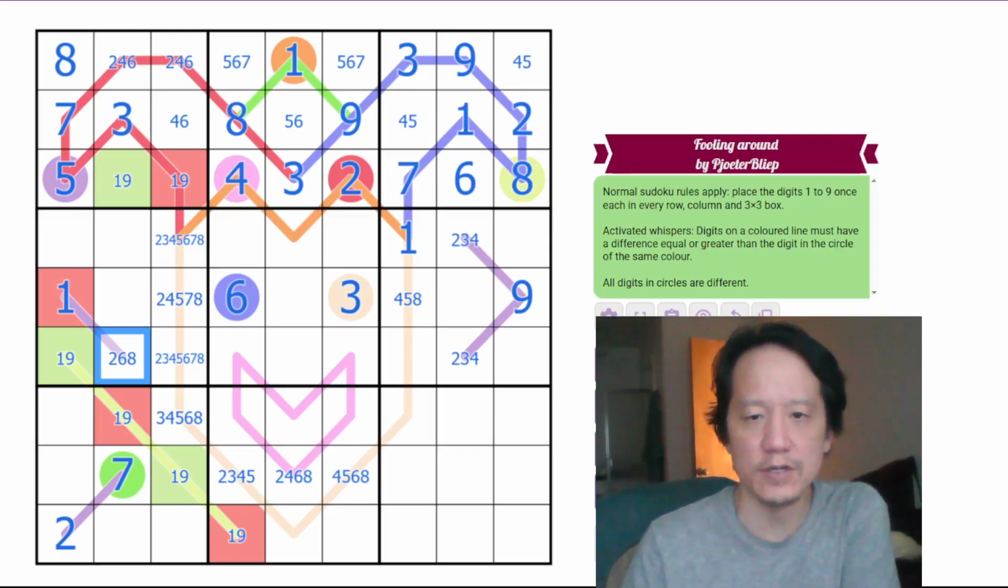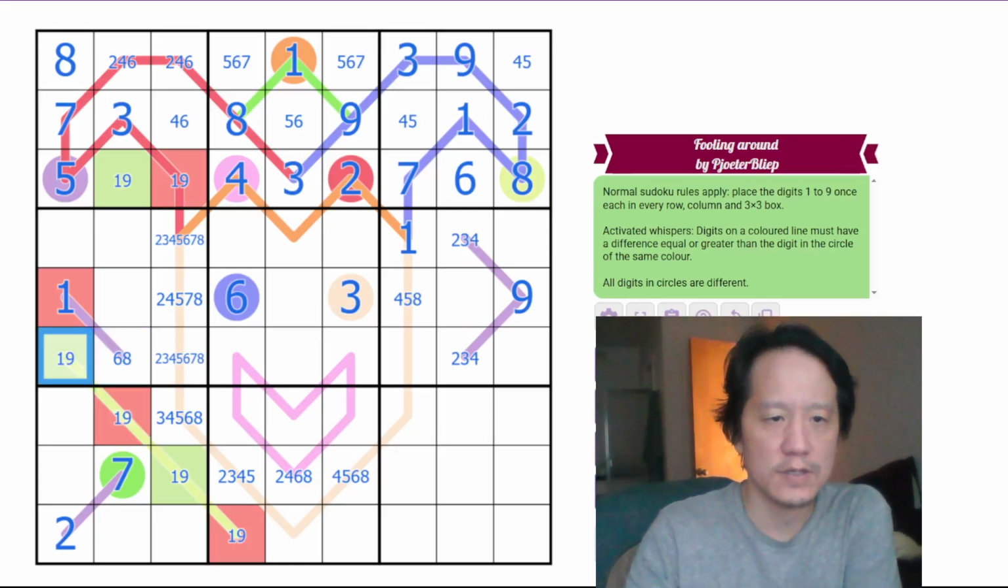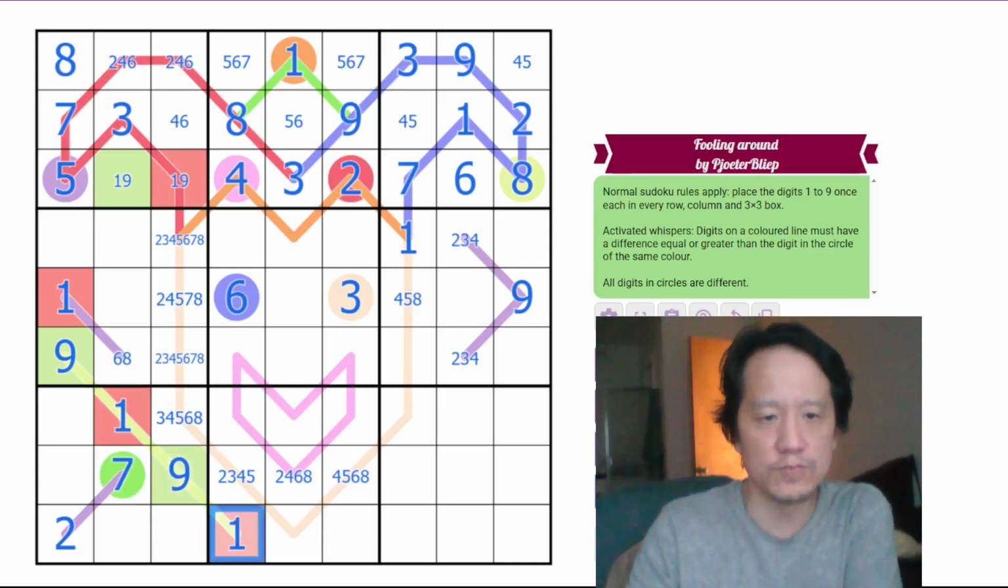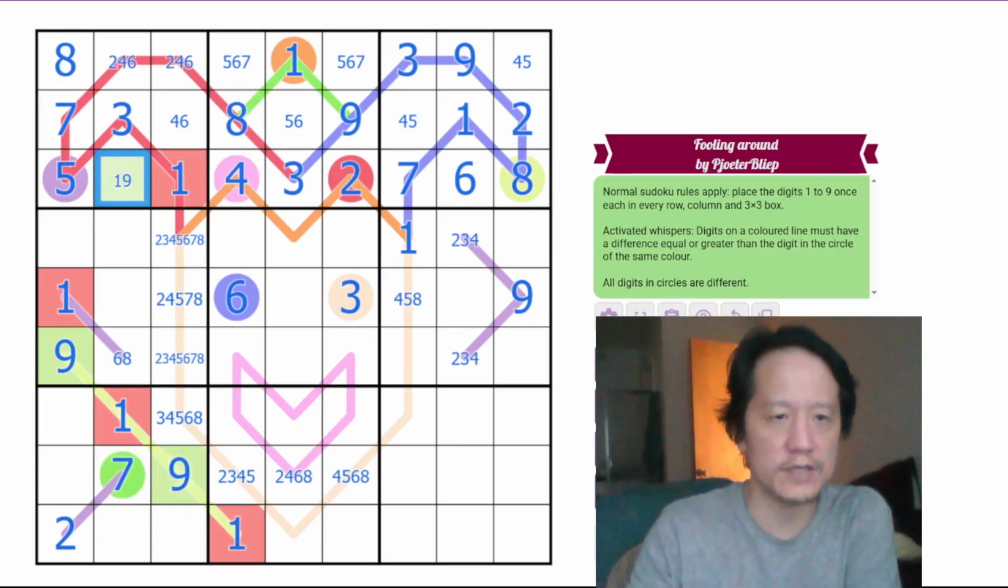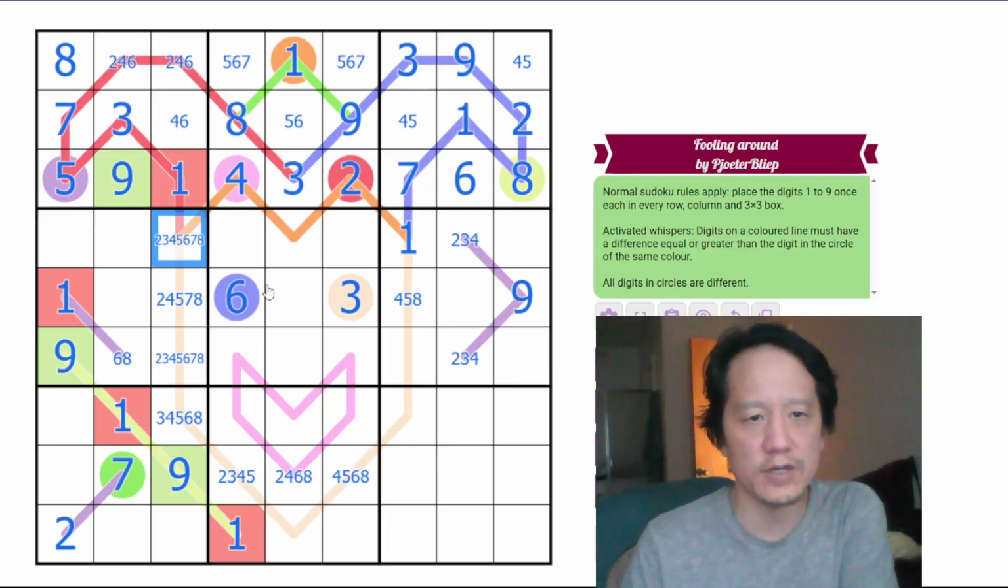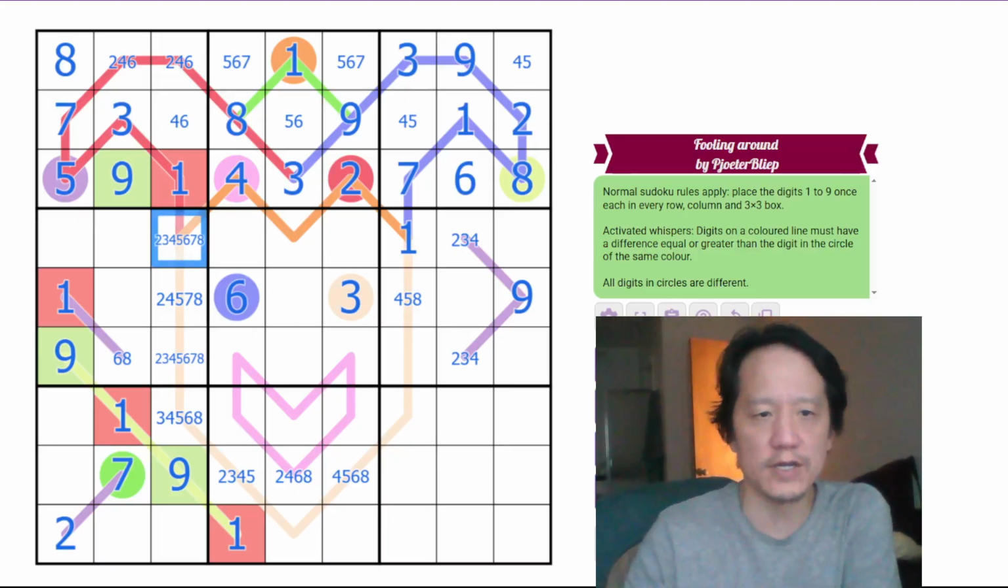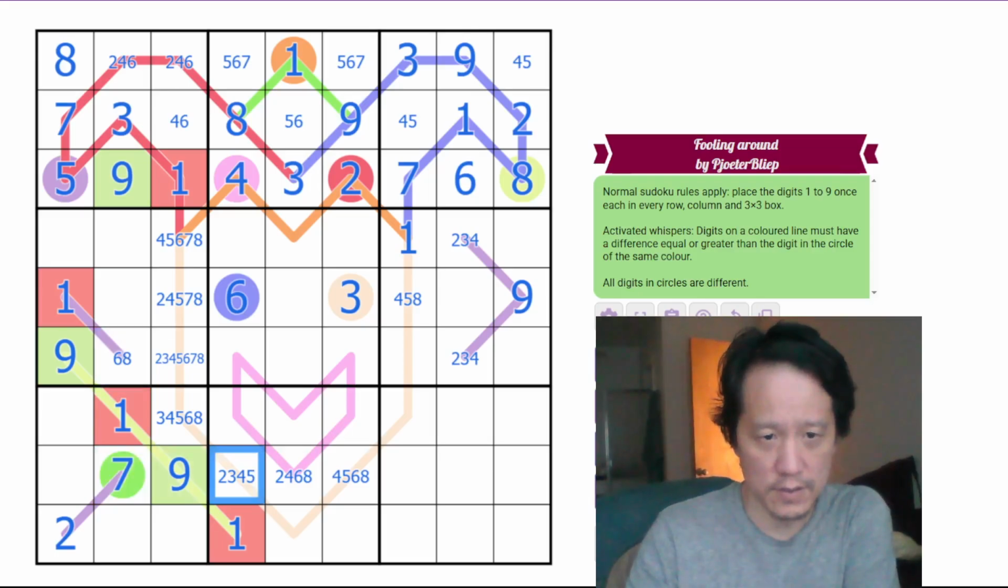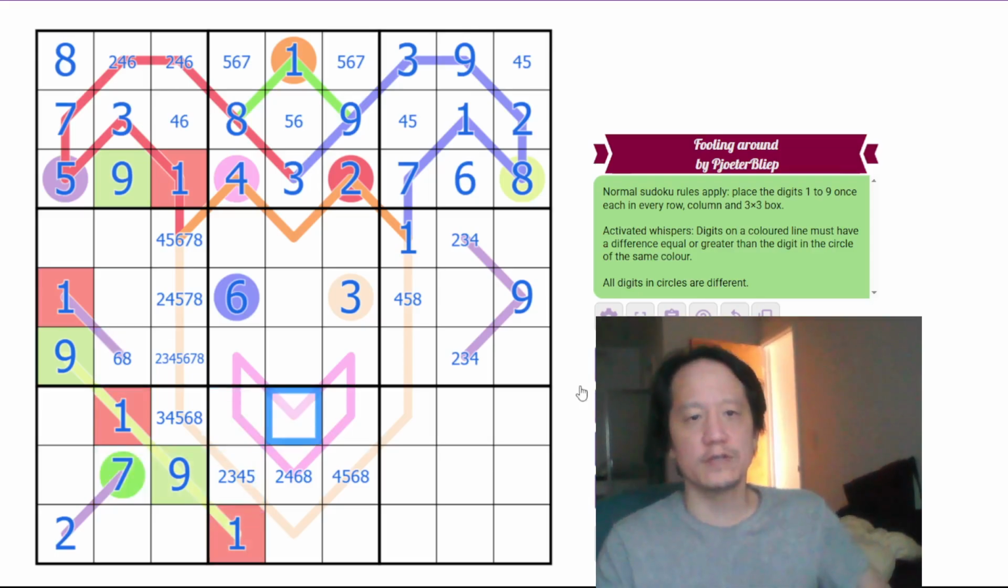This has to be 6 or 8. That makes this 9. This 1. This 9. This 1. This is 1. And this is 9. This has to be at least 3 away from 1. So it cannot be 2 or 3. This is 6 or 8. This is 1. So none of these can be 1.